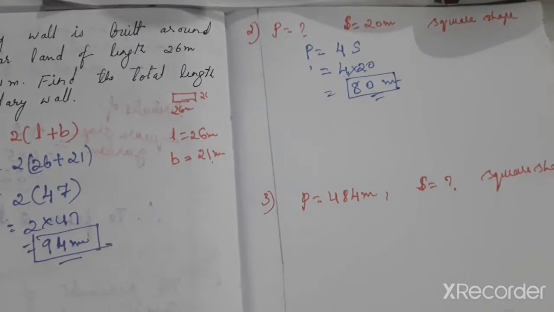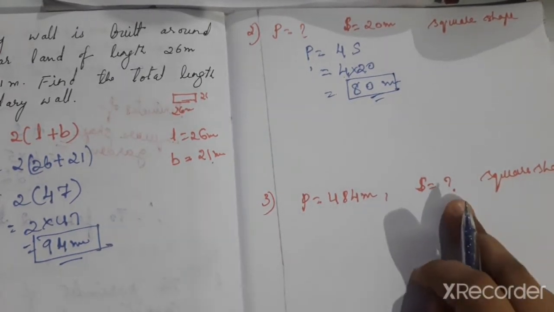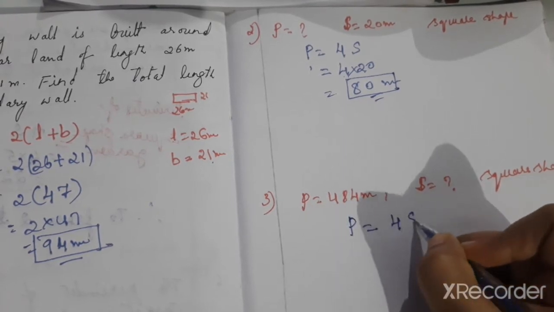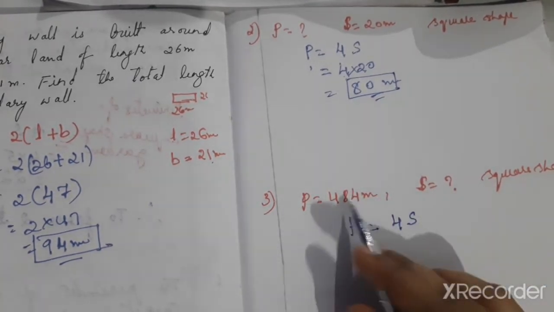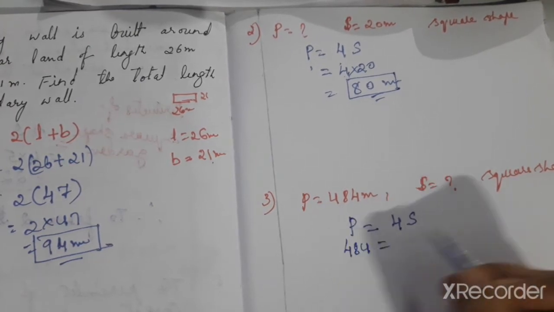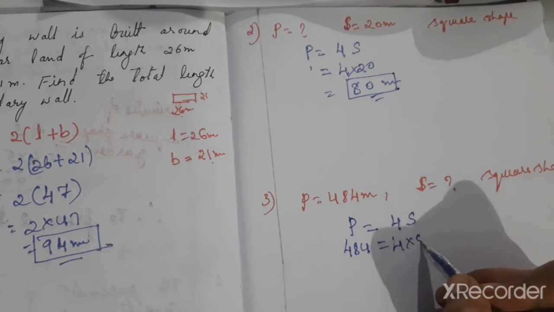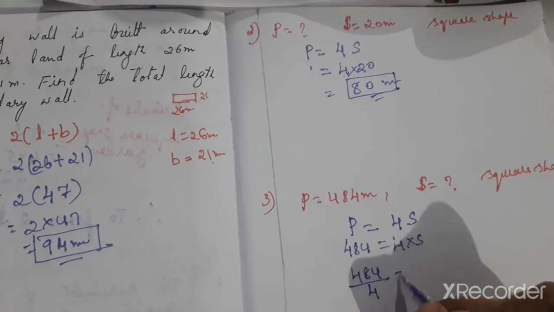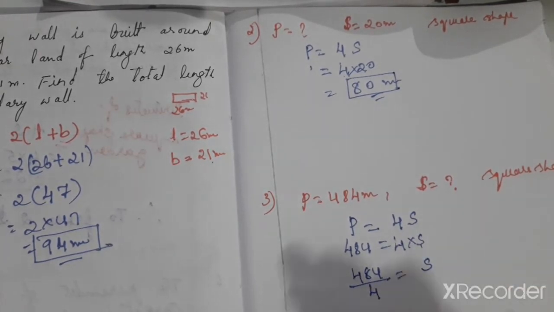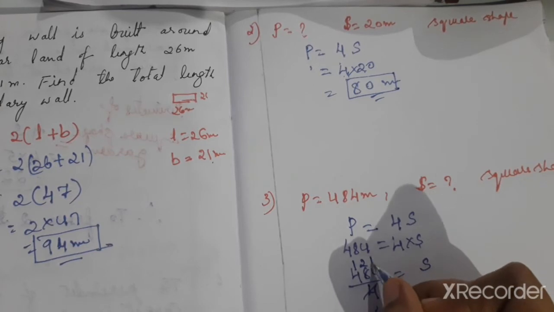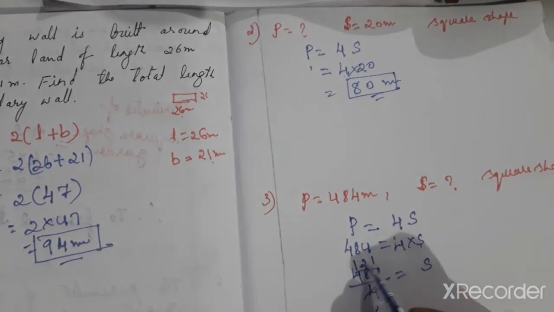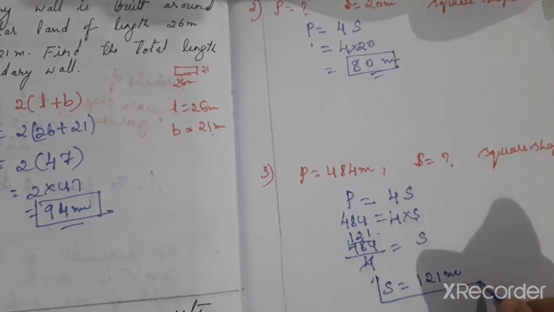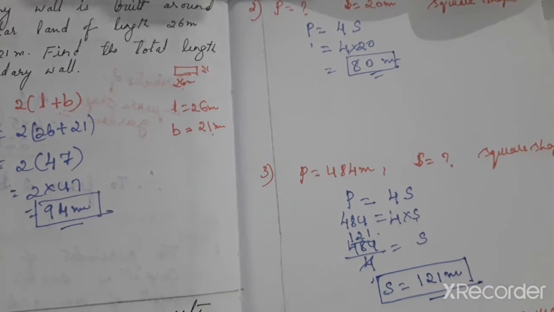That is over. Next, third one: perimeter is 484, side we have to find, and the shape is square. So the square formula is perimeter equals 4S. Perimeter is given 484 equals 4 into S. So 484, this 4 will shift here, and S is here. 4 ones are 4, 4 ones are 4, 4 2s are 8, 4 ones are 4. So S is equal to 121 meter. One side is 121 meter.